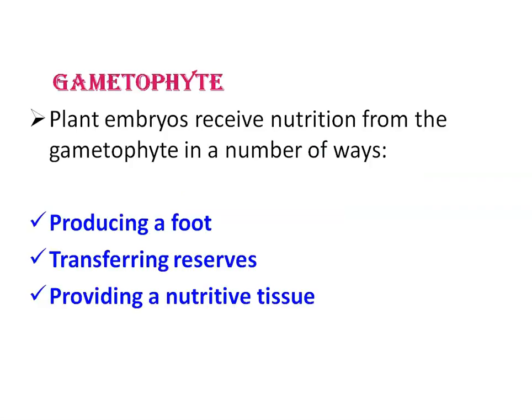First, we will discuss the role of gametophyte. In early development, vascular plant embryos rely on the gametophyte for nutrition. Plant embryos receive nutrition from gametophyte in a number of ways. First, by producing a foot. The embryo can produce a foot that withdraws nutrient from the gametophyte.